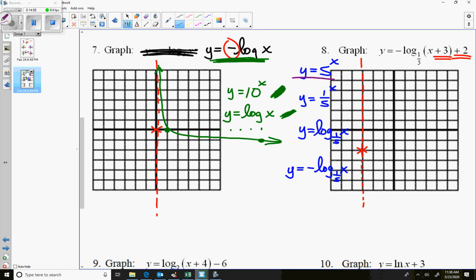This graph would start at the point 0, 1. So with this one, going from the exponential to the logarithmic, you switch x and y, so that means this graph is 1, 0. Now the negative switches the y value, it's still going to be 1, 0. So I'm at that point.